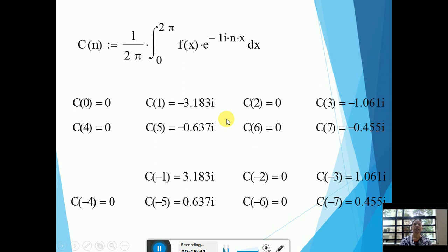This is how a Fourier series is calculated. Thank you.